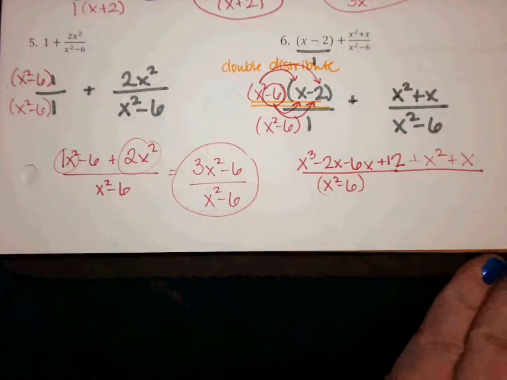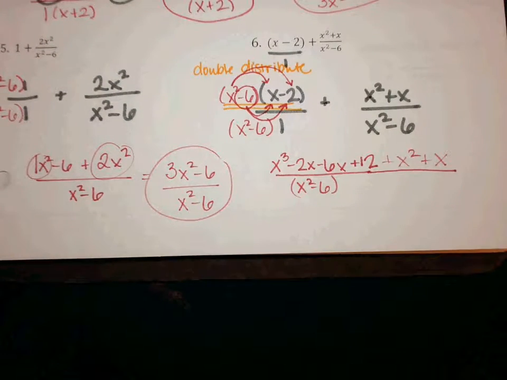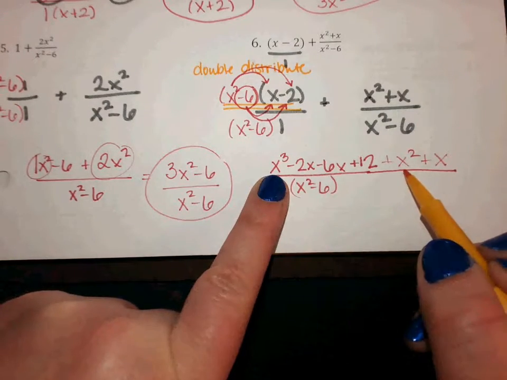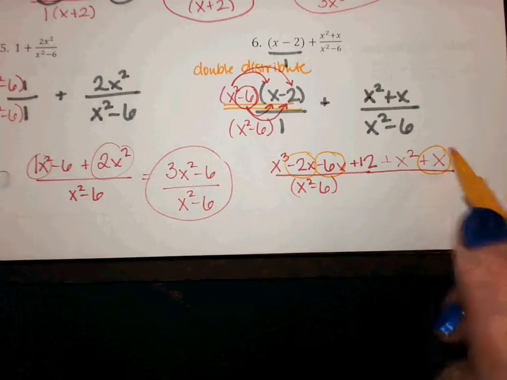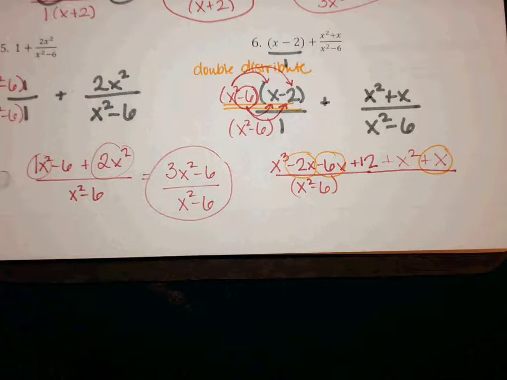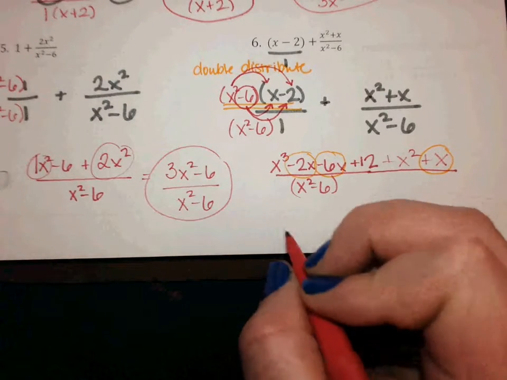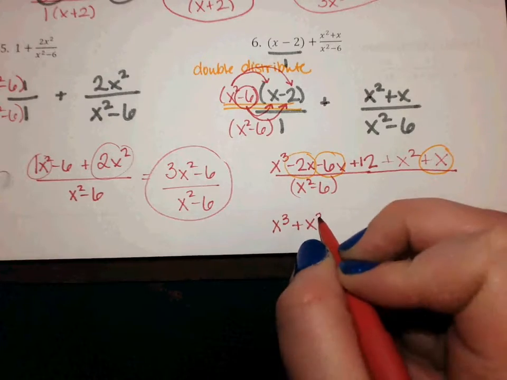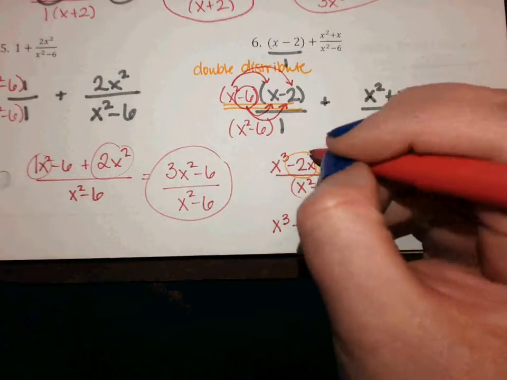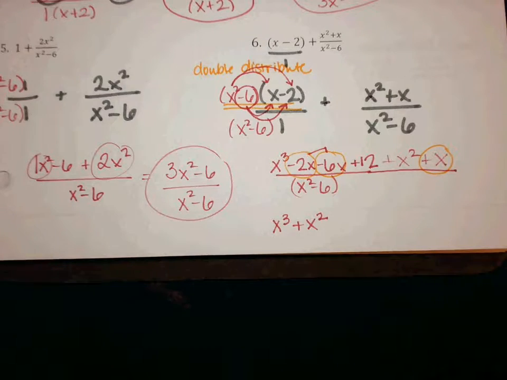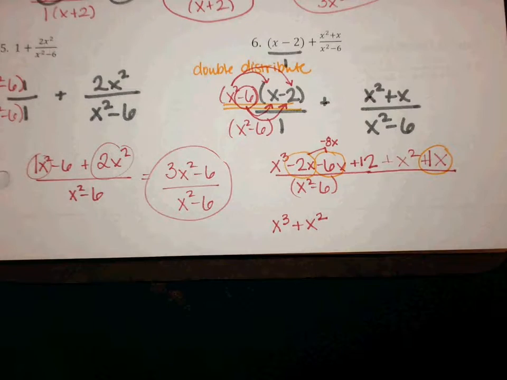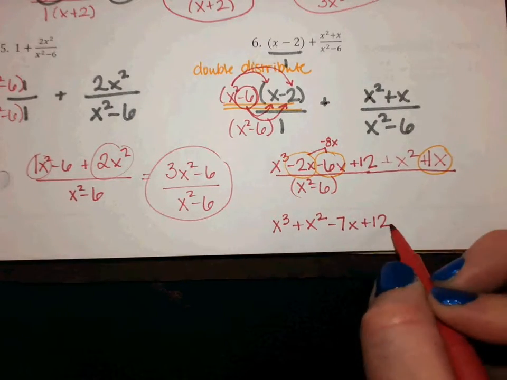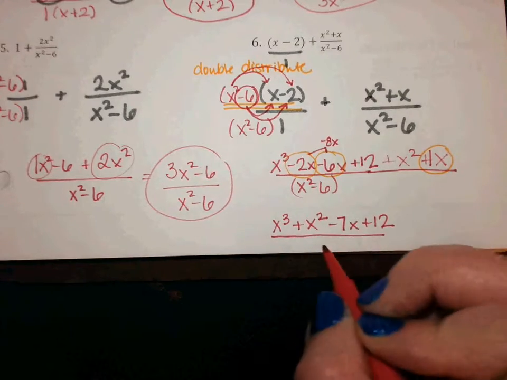And then from there, I'm going to look through the numerator for any terms that can be combined. Okay, so my x cubed is the only one of its kind. My x squared is the only one of its kind. But then I have a minus 2x, minus 6x, and a plus x. And all three of those circle terms are going to have to be combined. So I'll have x cubed plus x squared. And then what is negative 2 minus 6 more? That's negative 8x, but then I have to add one more back. Negative 7x, and then plus 12. And then all of that over x squared minus 6.